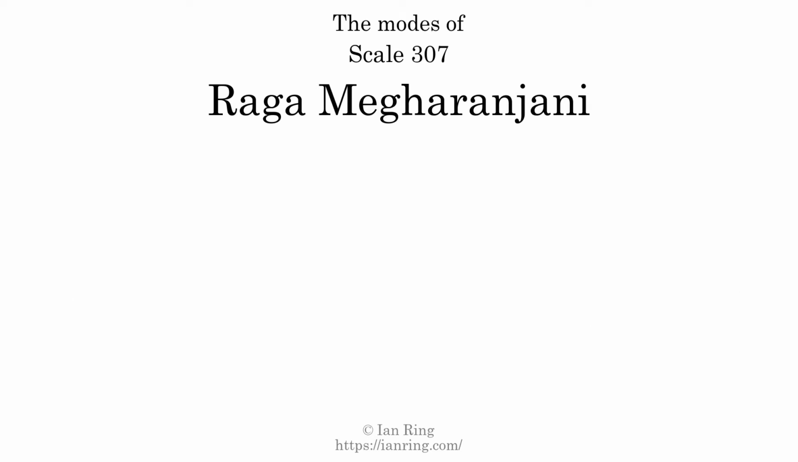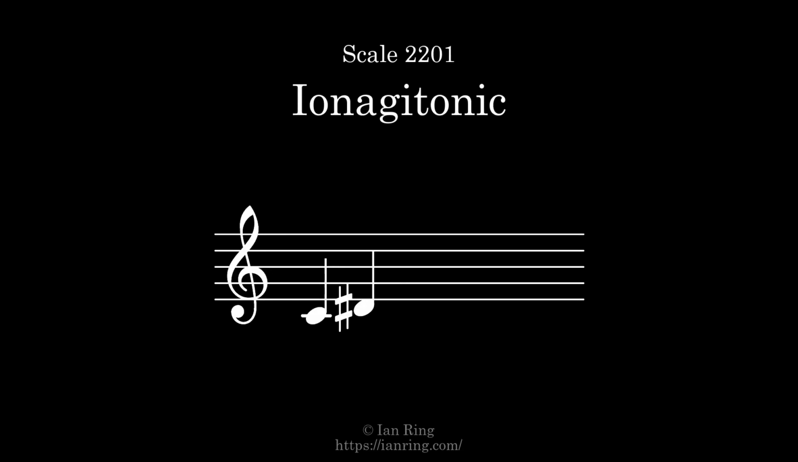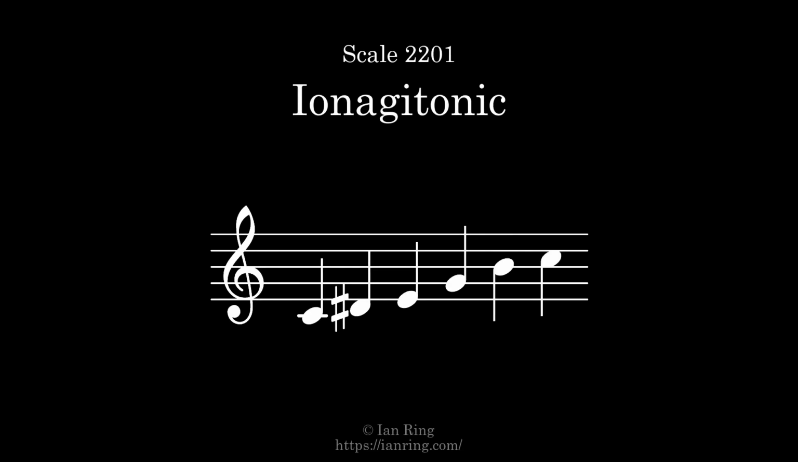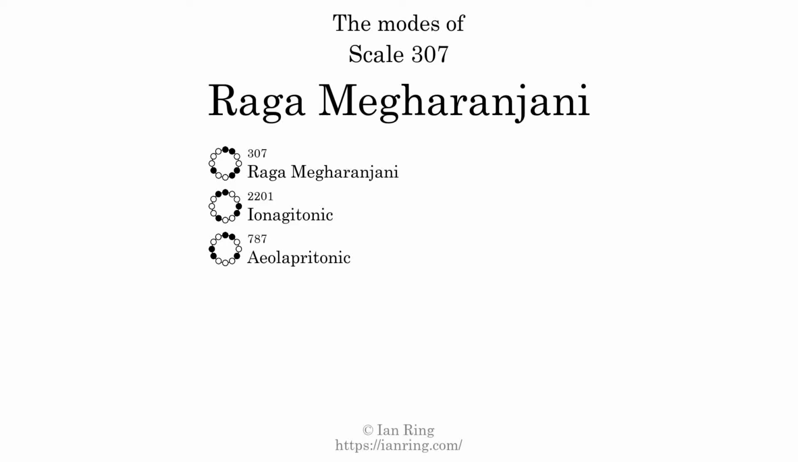This scale has 5 modes. The first mode is itself. The second mode is scale 2201, also known as ionogenic. It sounds like this. The third mode is scale 787, also known as eolopentonic. It sounds like this.